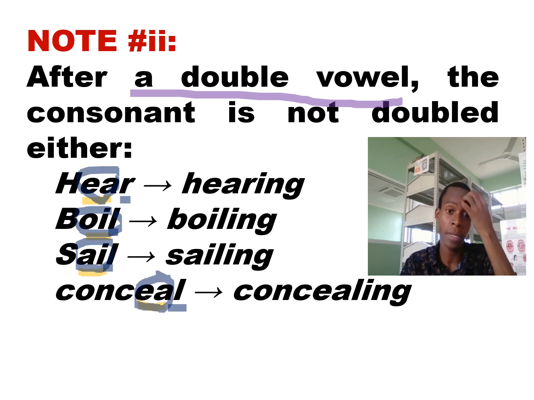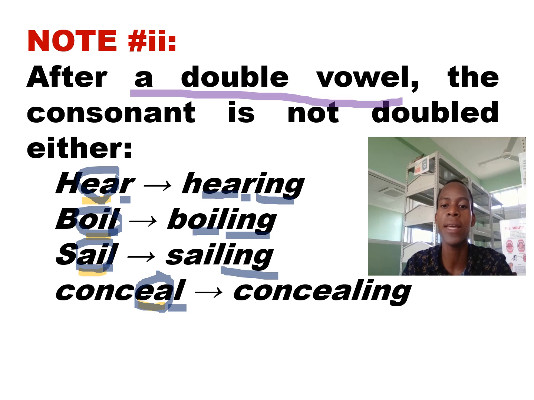the double vowels. We have hearing, which has a single L with the addition of ing, because before this L sound we have double vowels. The same happened to the word boiling, which has the double vowels. Then we add ing. Sailing, the same, we add ing. Concealing, so we add ing. We don't add a double consonant here because this is coming after the double vowels.